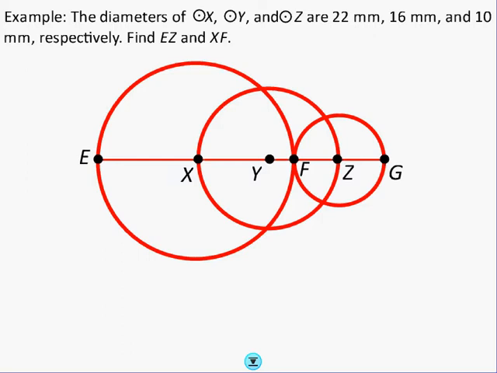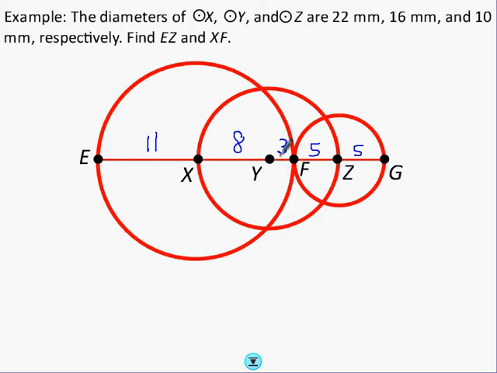Okay, this can get slightly more complicated, but it's really not that bad. We just break it down one at a time. The diameters of circles X, Y, and Z are 22 millimeters, 16, and 10. Find EZ and XF. All I'm going to do in this situation is find one little piece at a time. The diameter of circle X is 22. That means its radius is 11. So EX, for example, would be 11. The radius of circle Y, well, if the diameter is 16, the radius is 8. Circle Z has a diameter of 10. That means its radius is 5. So this is 5. Now, from Y to Z is a radius of circle Y, so it's 8. Well, if this part is 5, this little part has to be 3.